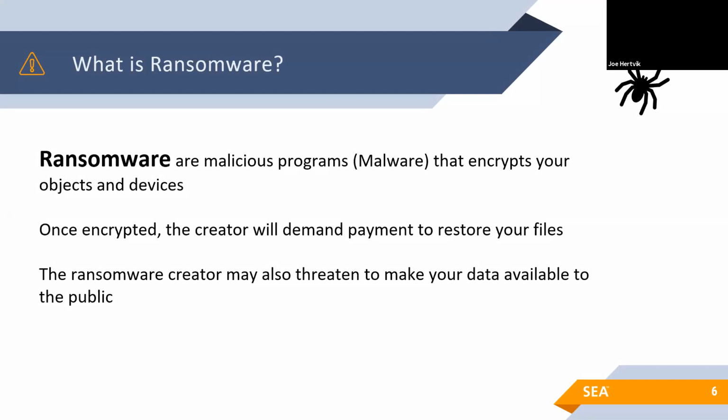Start at the beginning. Ransomware is basically a category of malware that encrypts objects and devices on the computer it's running on and on other computers that it's connected to. Once the files are encrypted, the ransomware creator will usually demand a payment to restore your files. And we'll talk about how that comes in a minute or so. And there's a secondary threat with ransomware, in that the ransomware creator may also take a copy of your files before he encrypts them, and then threaten to make your data available on the internet, which also will result in another ransomware demand.